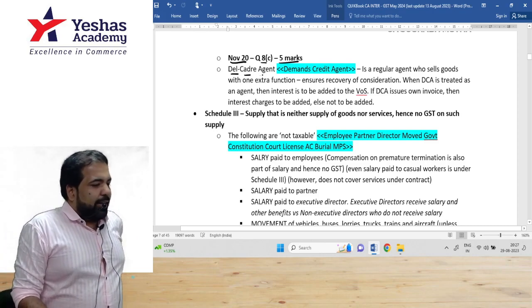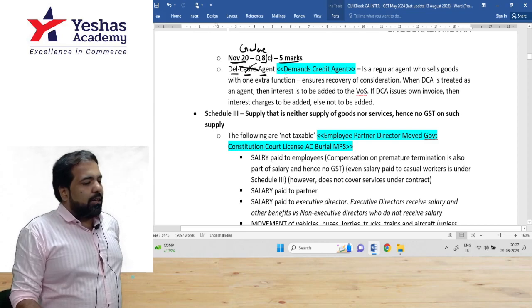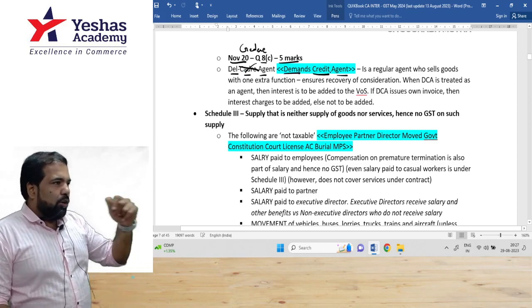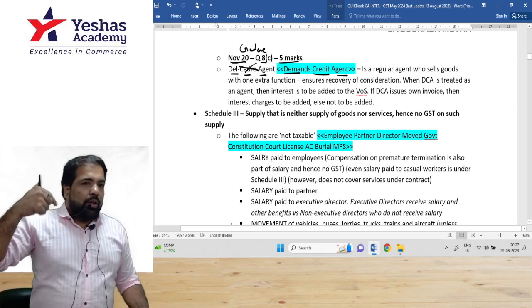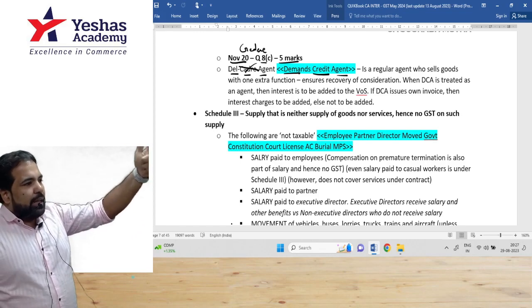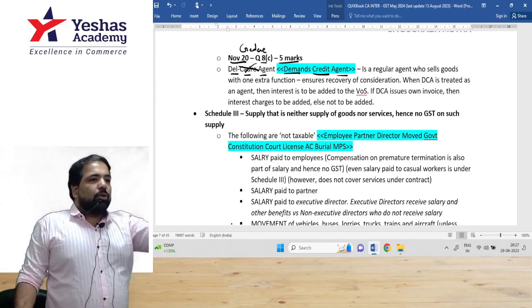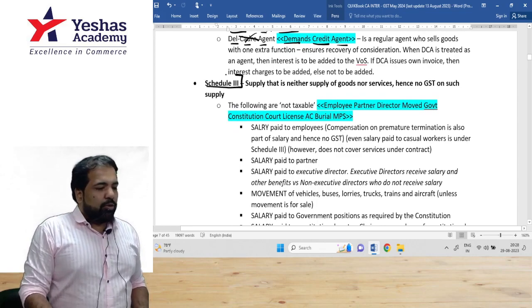Guys, what is a Del Credere agent? Sorry, the spelling is wrong. A Del Credere agent, guys. Does he sell your goods? Yes. Does he issue an invoice? Yes. But he also helps you recover, and if the person doesn't pay on time, he will also recover interest, late fee, and penalty, which will also be subject to GST.